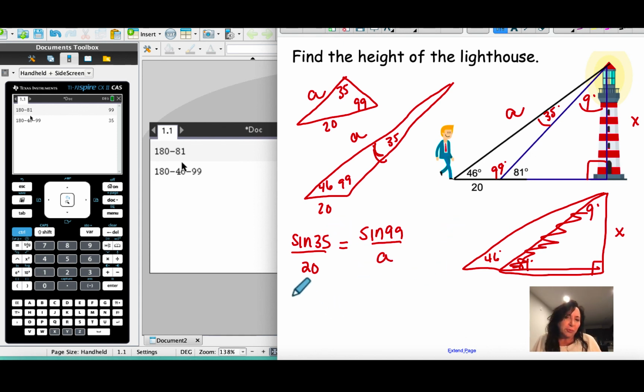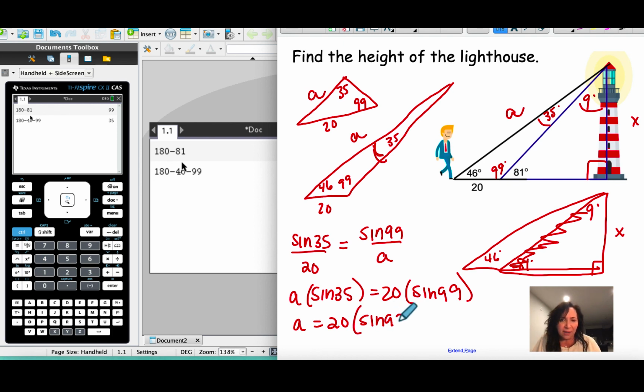We're going to cross multiply, and we get a times sine of 35 is equal to 20 times sine of 99. And in doing that, we're going to get a is equal to 20 times sine of 99 divided by sine of 35. Okay, so just keep in mind that you want to use parentheses whenever you can.